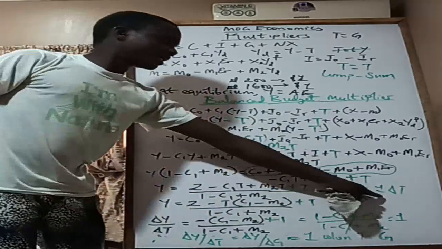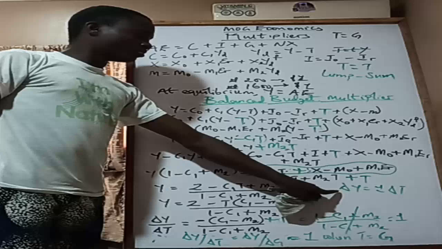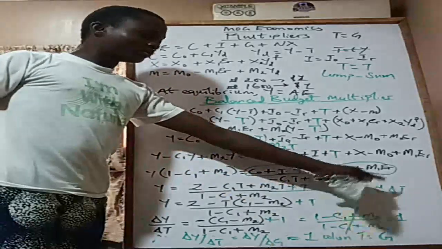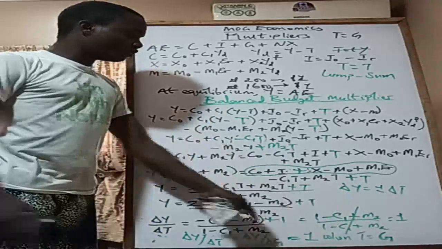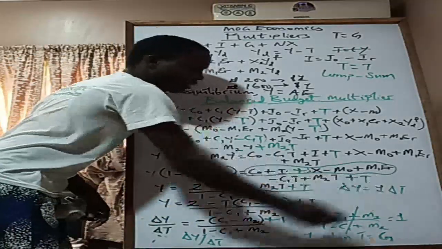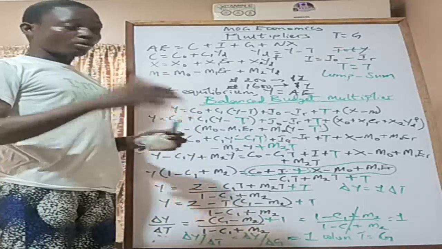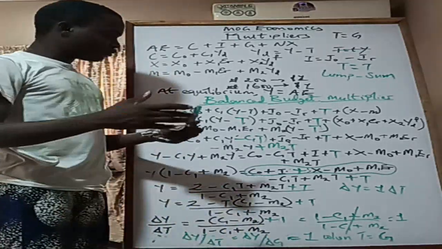So if tax will change by 20%, your equilibrium income will also change by 20%. That's the point. If that should reduce by 5%, your equilibrium income or GDP will also reduce by 5%. So that's the meaning. So the balanced budget multiplier is 1. Okay. And I've told you the implication of that.